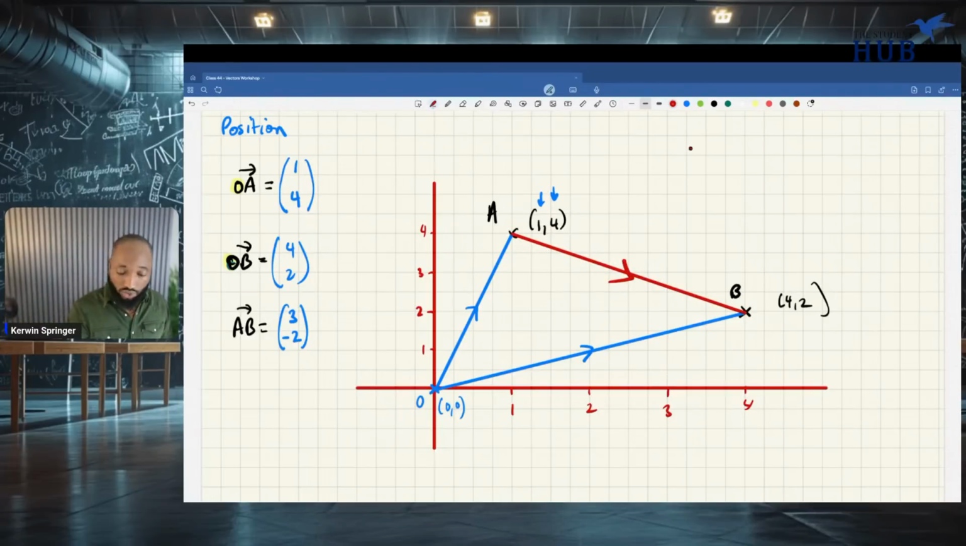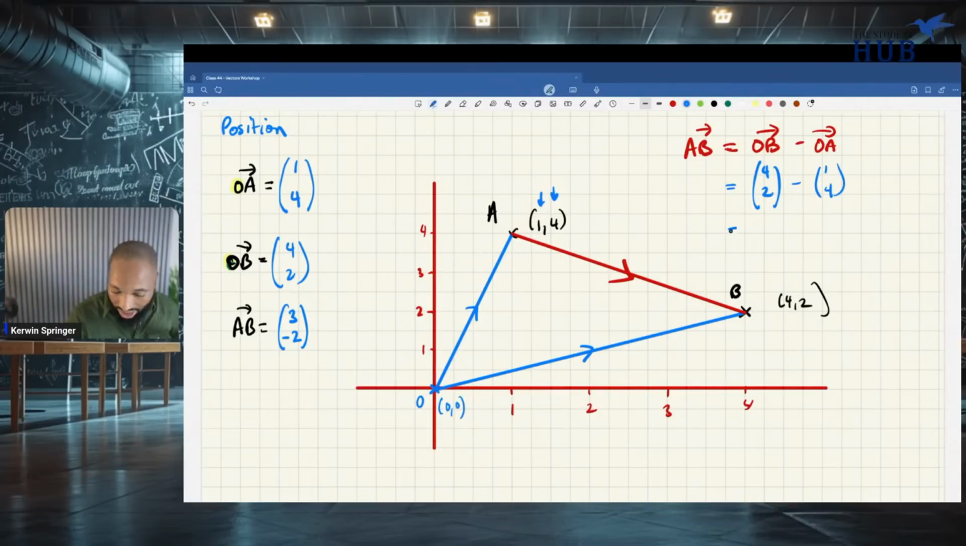And the triangle law is written like this. It's based off of the key to vectors, which is finding another way. The key to vectors is finding another way. OB minus OA. OB is 4, 2. OA is 1, 4.